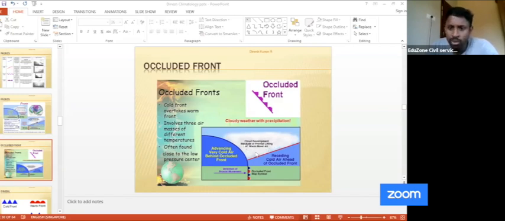So according to the amount of moisture present in this air, you can get light shower, you can get moderate shower, or you can even get heavy rainfall according to the moisture present in this warm air. So yes, you get rainfall in the occluded front as well. So what did we understand when we studied the 4 fronts? Where do we not get rain? In the stationary front you don't have rainfall. In the rest of the 3 fronts you have rainfall. Hope that is clear.